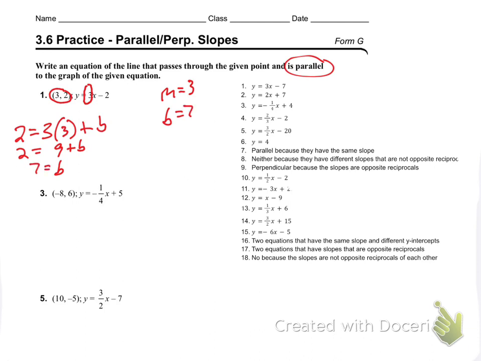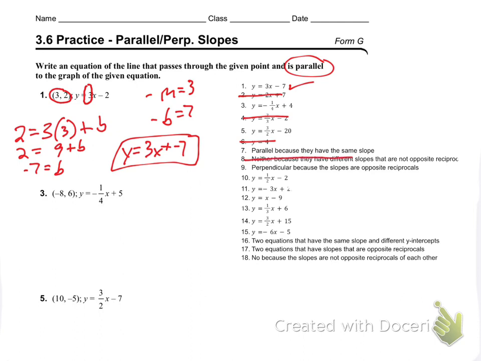So now that I have this m and this b, I just plug that into the slope-intercept form. So y is going to be equal to 3x. I'm sorry, there should be a negative. Plus a negative 7, or minus 7. So we check our answer. We're good to go on that one.